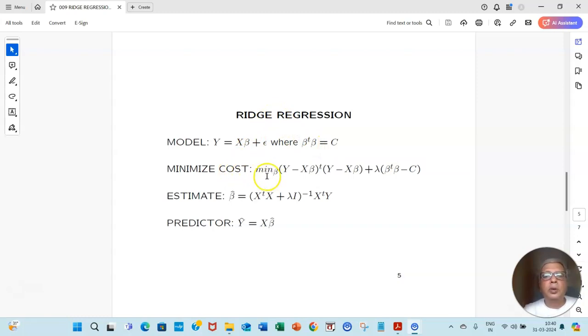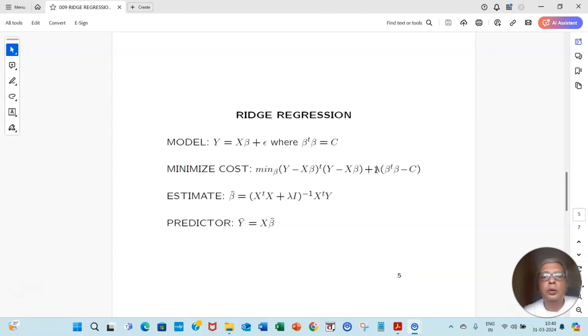So we minimize the cost. The cost function comes out to be, we minimize over beta, (y minus X beta) transpose (y minus X beta) plus lambda times (beta transpose beta minus C). So here comes the restriction part, and lambda is known as the Lagrange multiplier. We set the value of lambda before we proceed for regression. It's a design parameter.